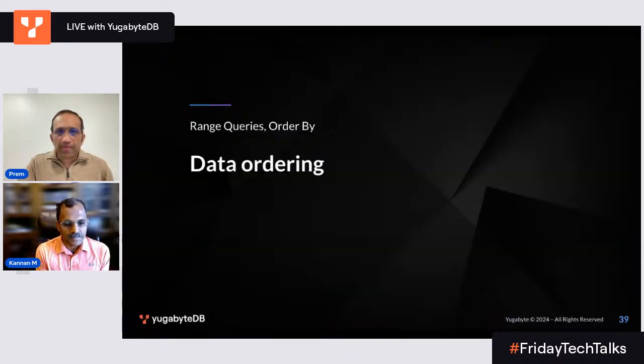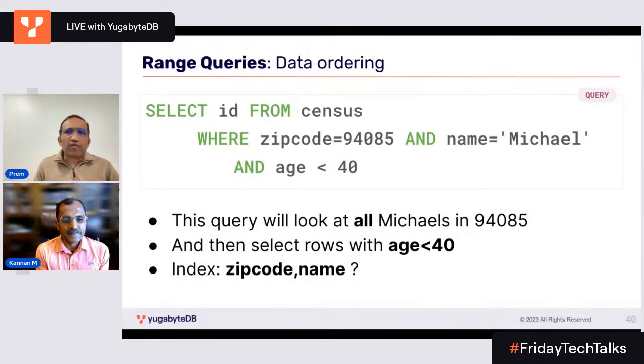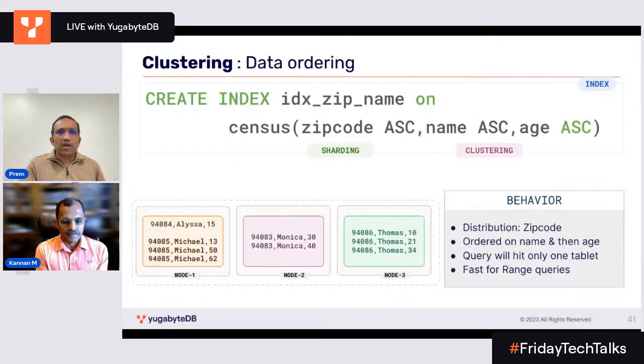Thank you, Kannan. All right, so let's look at data ordering. Say you want to find all the information about Michaels living in 94085 with the age less than 40. So the query will have to find the zip code 94085 first from your data set and look at all the Michaels living there. And from all the Michaels, it has to filter out age less than 40. So this could be expensive if there are a lot of Michaels living in 94085.